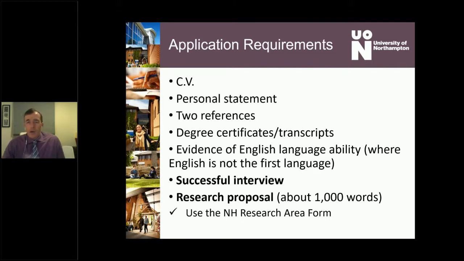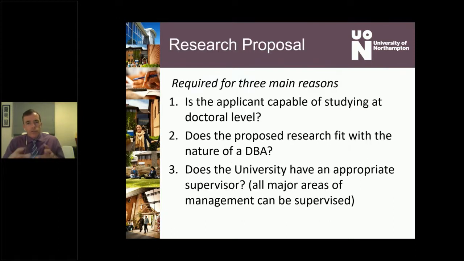Of course, this may well change. Most people stay within their topic area, but once you do the first 2 years, you'll probably find, well, you will find, your proposal changes quite significantly, and that's fine. But at this stage, all we're really looking for in that proposal is, is the applicant capable of studying at doctorate level? Looking at, does the proposed research fit with the nature of a DBA? Remember how I said it had to have practical outcomes? And then importantly, does the university have an appropriate supervisor?